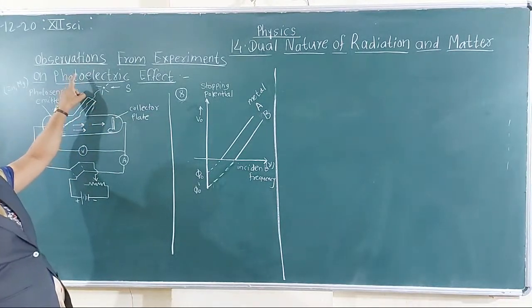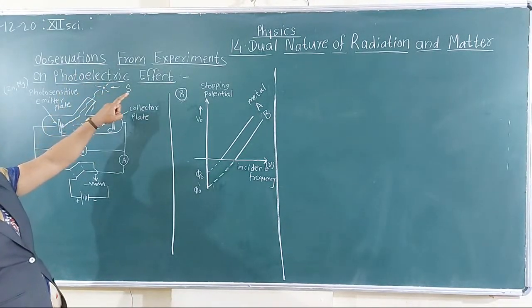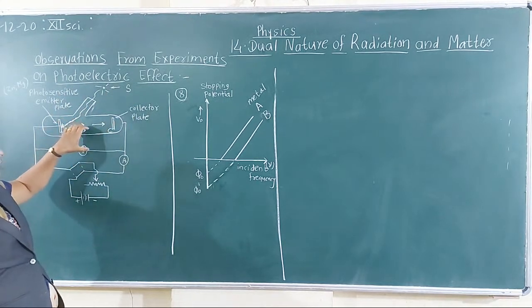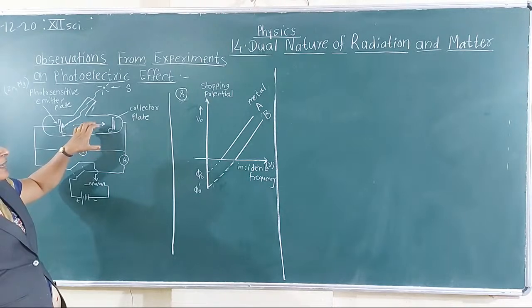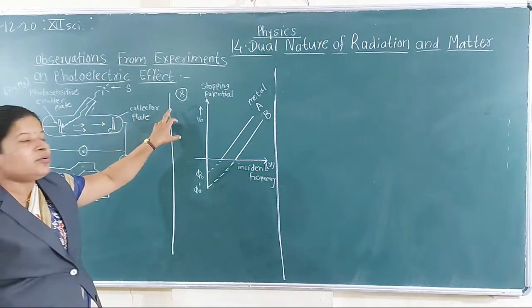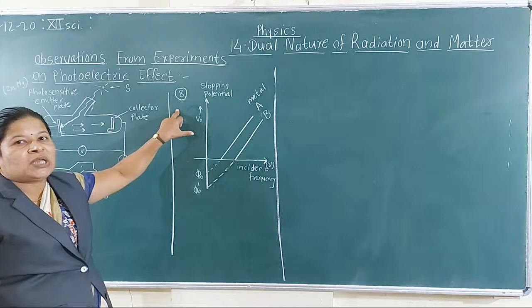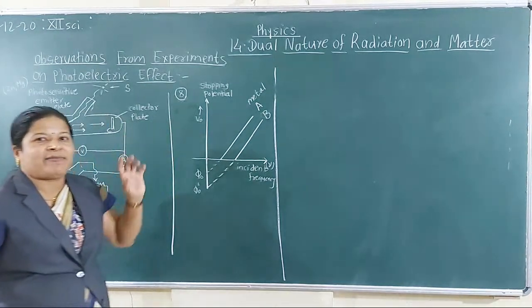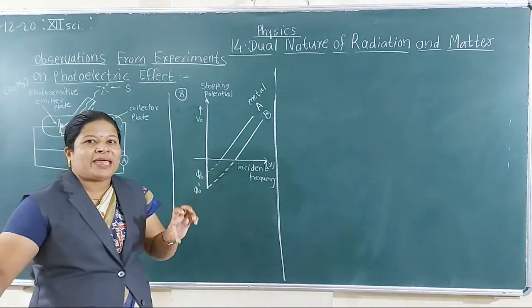In this lecture, we see the observations from experiments on the photoelectric effect. This is the photoelectric setup, and today we are going to learn about observation number 8. In the previous lecture, we studied the frequency and stopping potential.